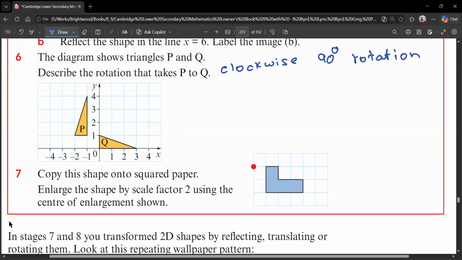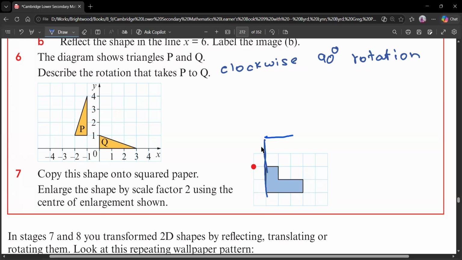And the next one, the last one: copy the shape on the squared paper and enlarge the shape by scale factor 2. You have to enlarge by scale factor 2. You can do it later on. You have to take all the things, what? 2. You have to increase this one by 2. So if they have 2 boxes, it should go to 4 boxes, like here.